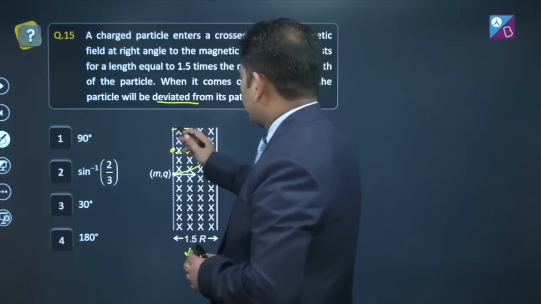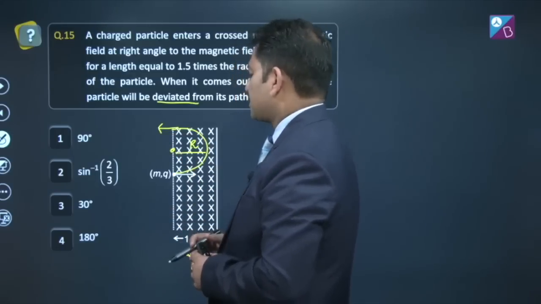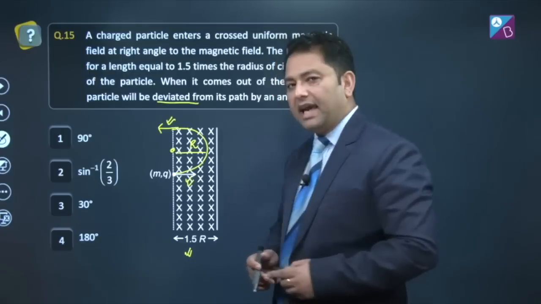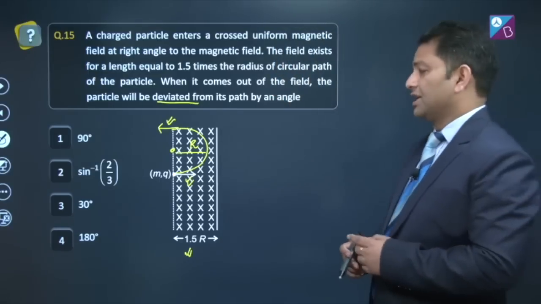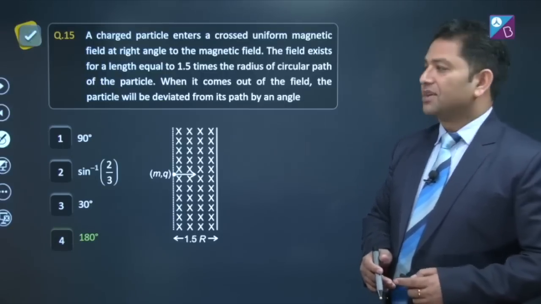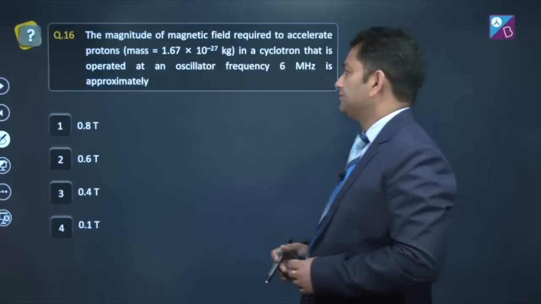Now when it comes out in this direction. तो साफ सी बात है फाइनल वेलोसिटी और इनिशियल वेलोसिटी के बीच में एंगल जो कि डेविएशन है दैट इज 180 डिग्री व्हिच मींस ऑप्शन नंबर 4. मूविंग टू क्वेश्चन नंबर 16.